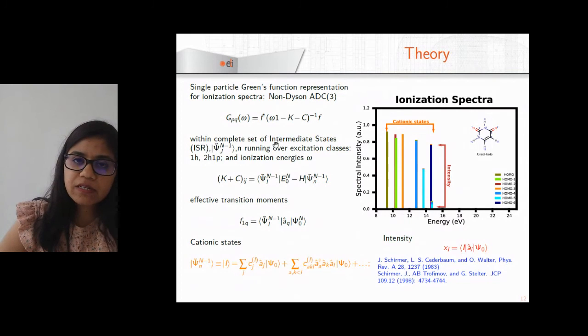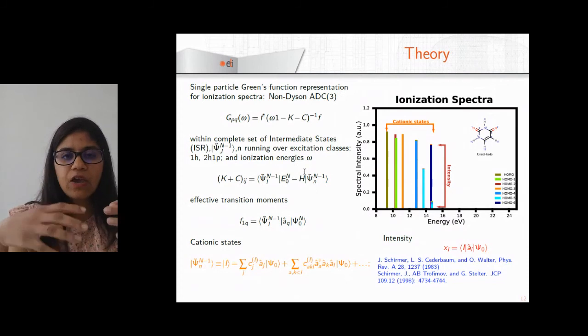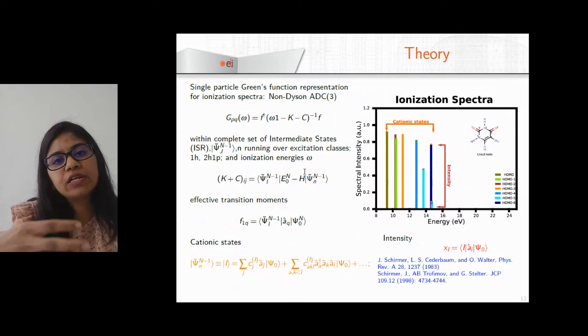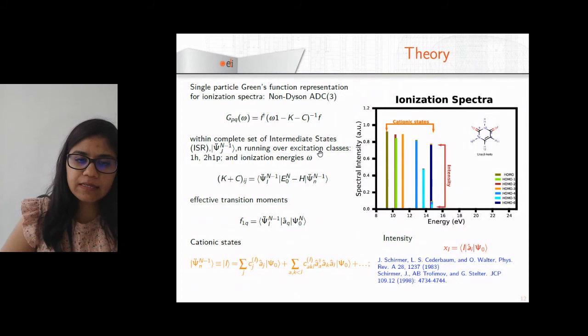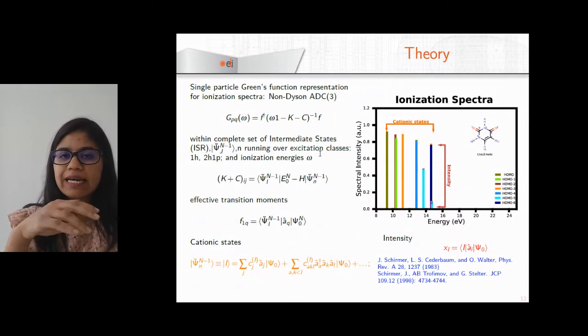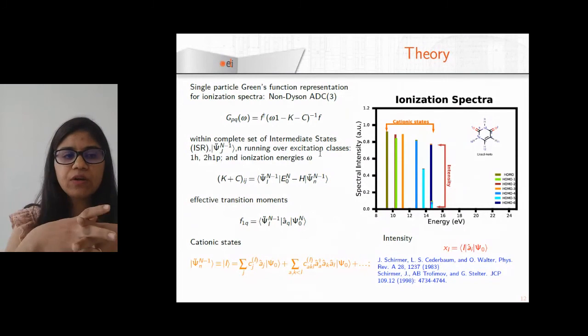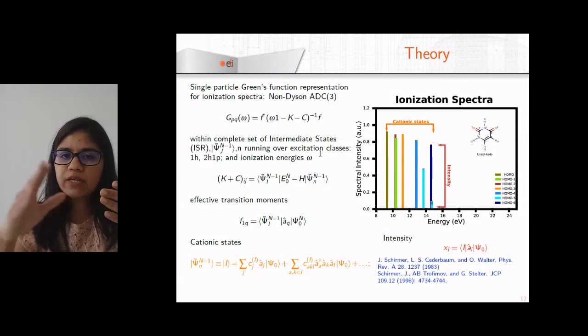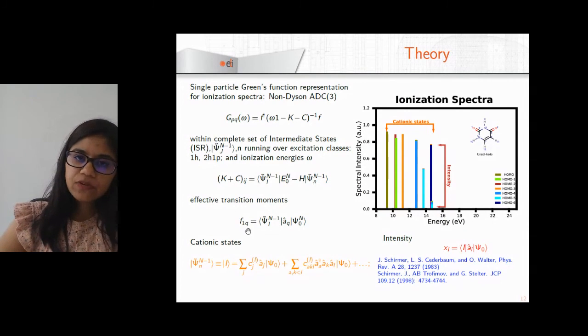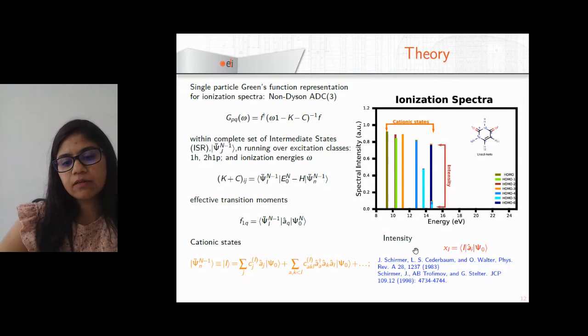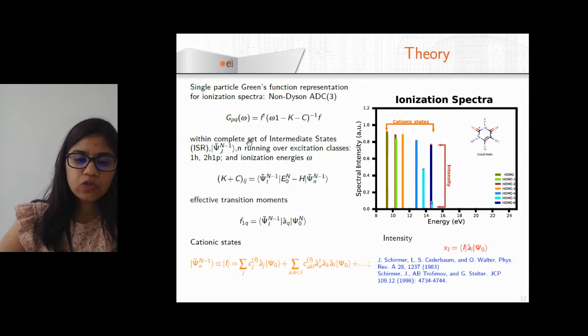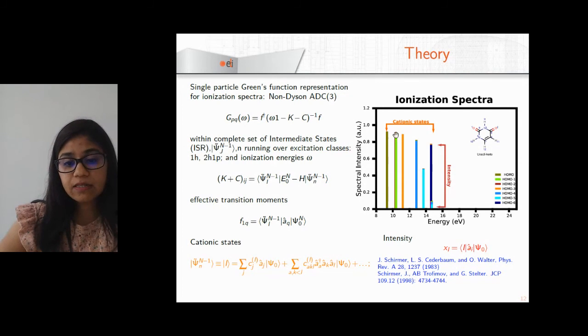This is the spectral representation of the ionization spectra, where the K plus C and the F, which is the K plus C, will consider all the intermediate states, which will effectively give us the correlation effect. And this will run over all the excitation states of 1 hole, 2 hole, 1p, 3 hole, 2p, and over all the ionization energies. And the effective transition momentum here will give us the intensities of the cationic states. So the K plus C part will give us basically the cationic states, and the effective transition momentum will help us giving the intensities of these cationic states.